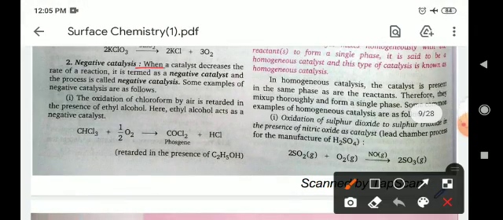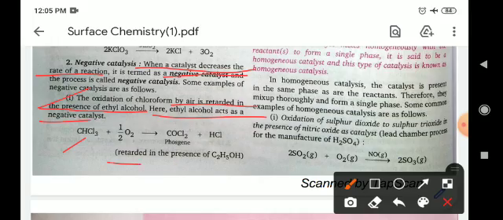Negative catalyst: when the catalyst decreases the rate of reaction, it is known as a negative catalyst. The oxidation of chloroform by air is retarded in the presence of ethyl alcohol, and hence ethyl alcohol acts as a negative catalyst.